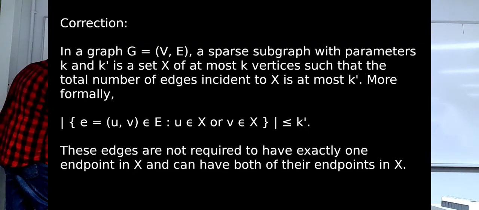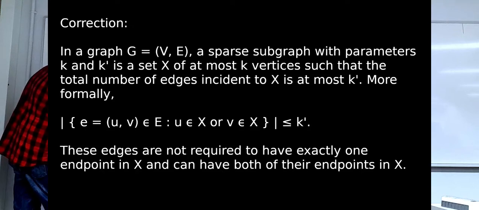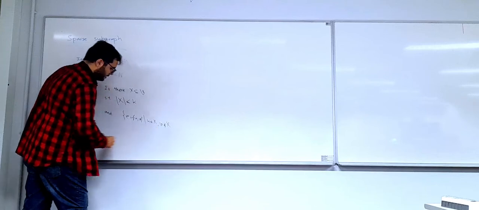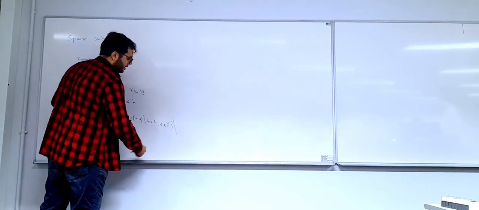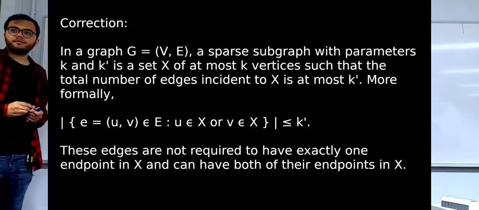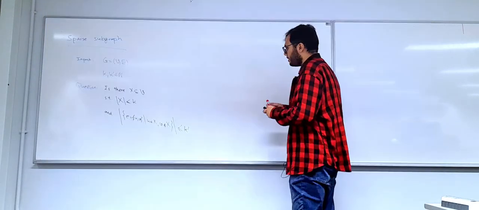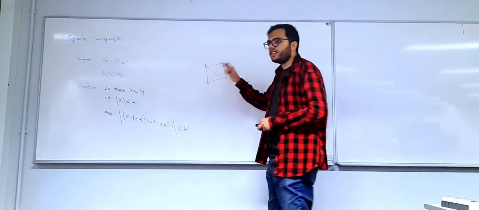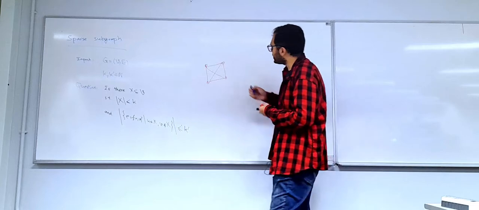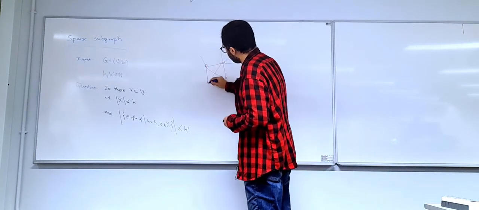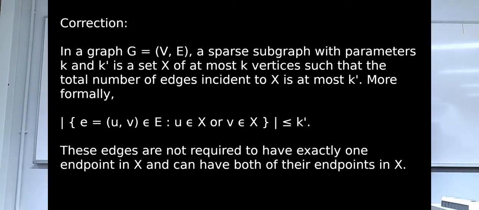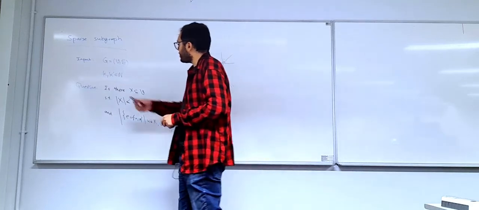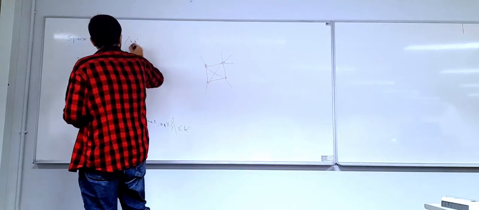So how do I say that? Well, I can take the edges of the form UV, where U is in X and V is not in X, and I can take the size of this set, and I want this to be at most k prime. Another way of looking at this is that I want to find a small number of vertices, and I don't care how many edges they have between themselves. That's fine. But the number of edges that go out from these vertices should be at most k prime. This is the problem I'm going to study. And our parameters are k and k prime, so this is parameterized by k and k prime.